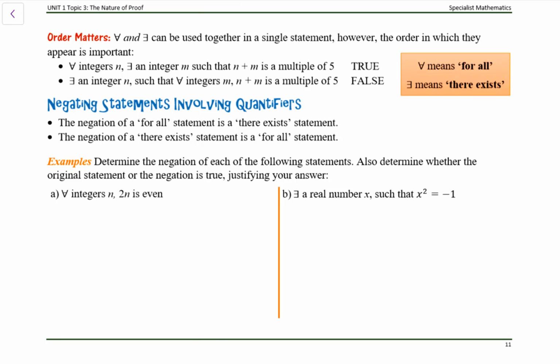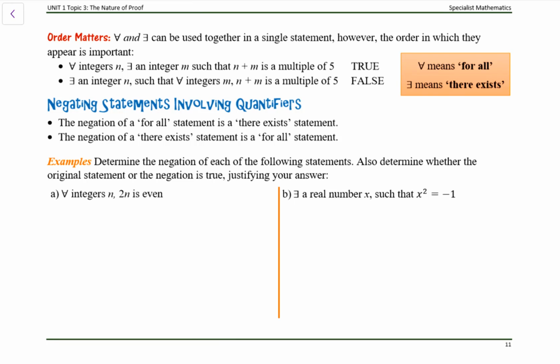So negating statements involving quantifiers: the negation of a for all statement is a there exists statement, and the negation of a there exists statement is a for all statement. So let's look at the examples. Determine the negation for each of the following statements. Also determine whether the original statement or the negation is true, justifying your answer.